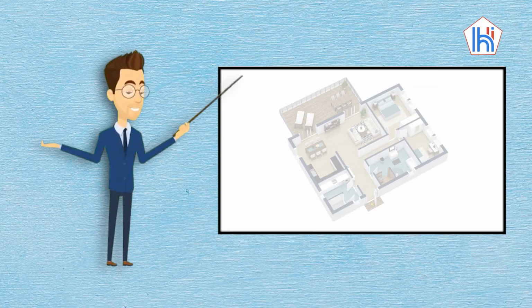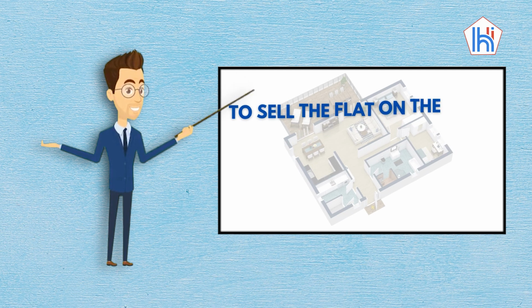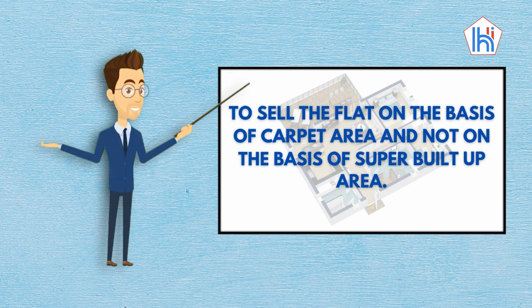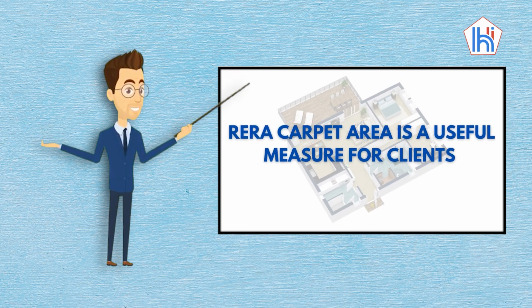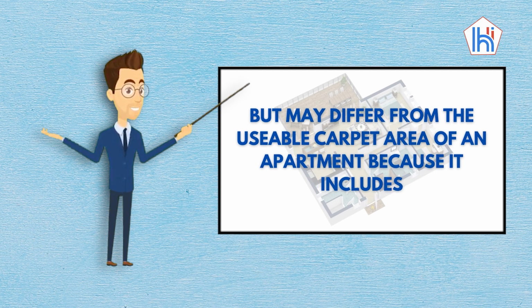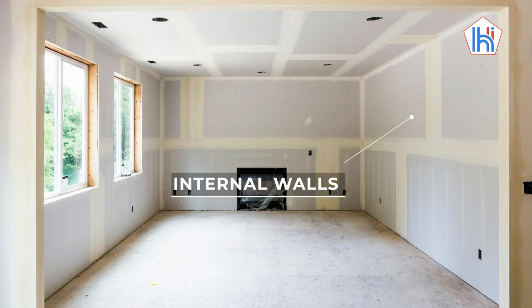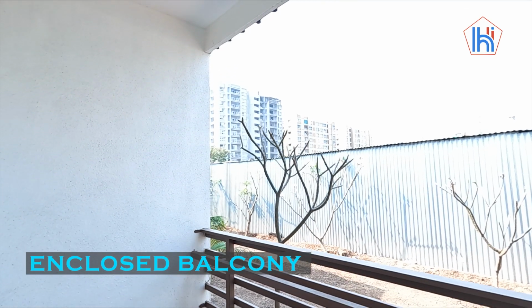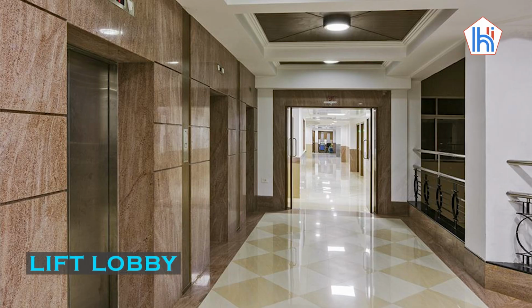After RERA, it has become mandatory for all builders and developers to sell the flat on the basis of carpet area and not on the basis of super built up area. RERA carpet area is a useful measure for the client but may differ from the usable carpet area of an apartment because it includes interior walls of the apartment and also excludes certain areas like enclosed balconies, terraces, and some other unusable areas which are part of the flat.